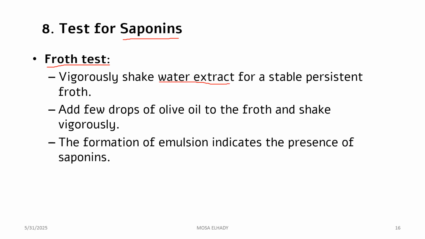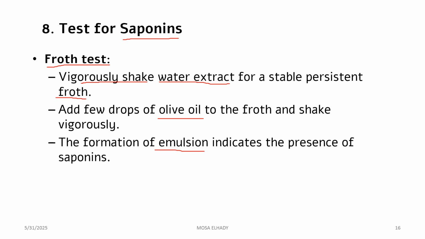Use water as solvent to extract the sample. After we extract, we shake this solvent vigorously. We shake the water extract vigorously and note the formation of persistent froth, a stable froth for a stated period of time. To this froth, we then add a few drops of olive oil, and then we shake vigorously again. We end with formation of an emulsion, and this emulsion formed is an indication for the presence of saponins.